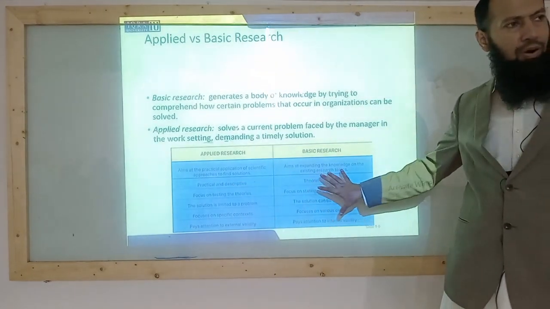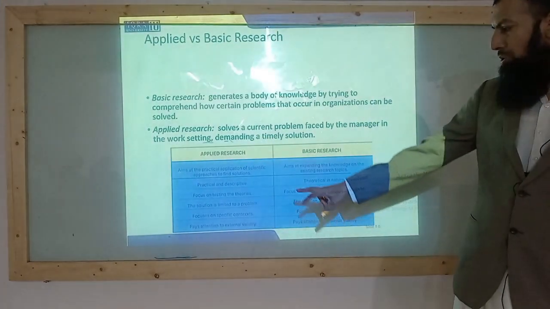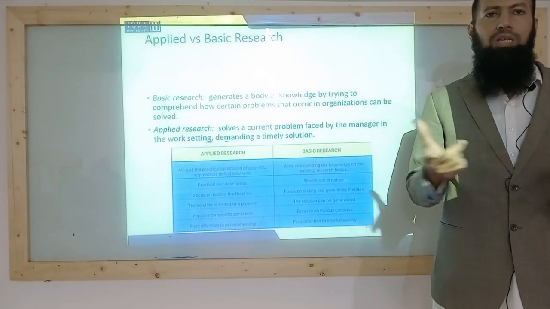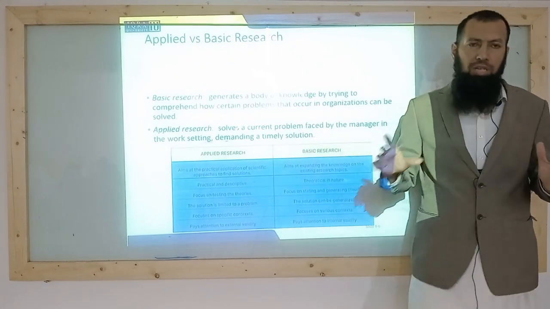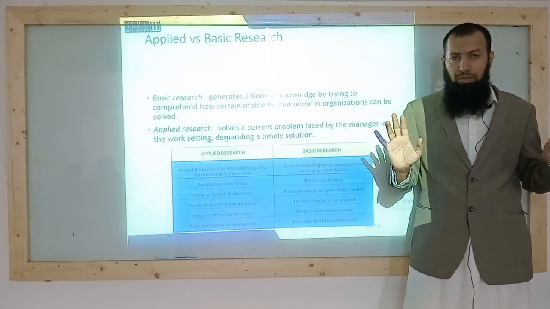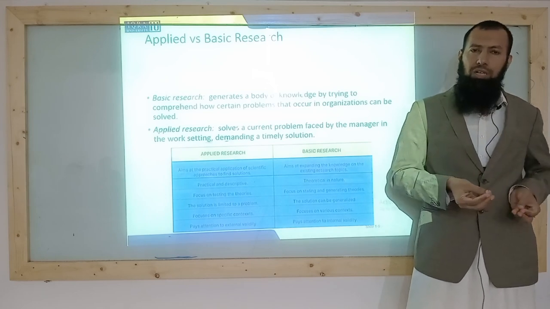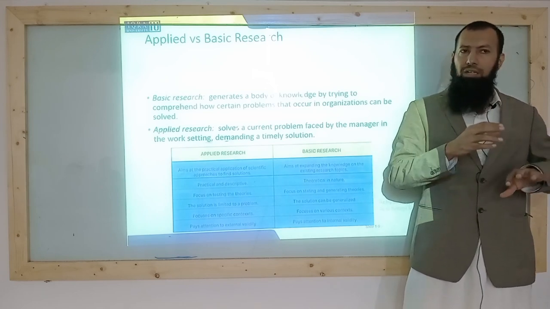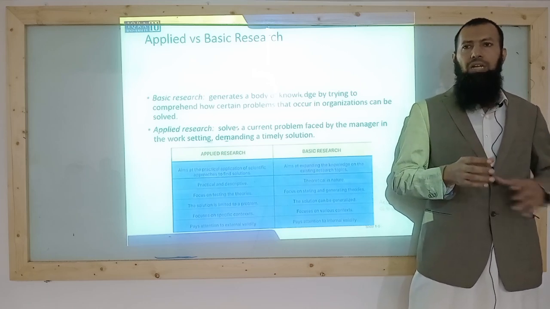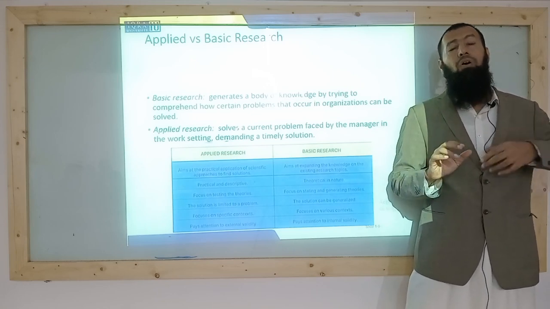focus on testing the theory. Whatever theory we have found out in the basic research, we are going to test them. The solution is limited to a particular problem. For example, Iqra University is conducting applied research. So the research is useful for the Iqra University only, or any university which has the same kind of students, same kind of facility, same kind of teachers, everything, then it can be used for other universities.